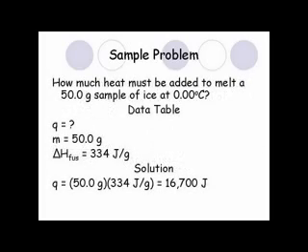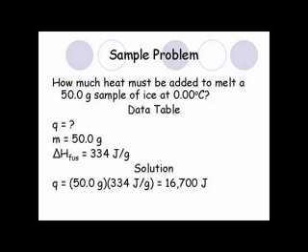So far we've done problems dealing with the specific heat equation. Let's change things up a bit and go to a problem involving latent heat. How much heat must be added to melt a 50 gram sample of ice at 0 degrees Celsius? Now it's real important when we're looking at latent heat that we specify that the melting process, in this case the ice, is starting at its melting temperature.